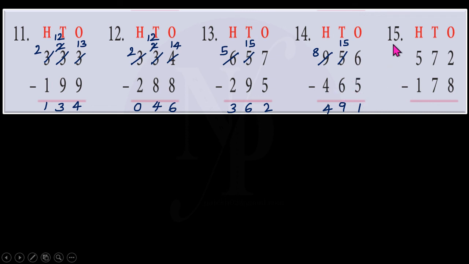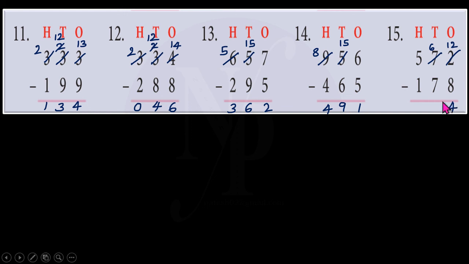Question number 15. 572 minus 178. Subtracting 8 ones from 2 ones is not possible. Regrouping is needed. We make this 7 tens as 6 tens, and now this becomes 12 ones. Subtracting 8 ones from 12 ones, you get 4 ones.